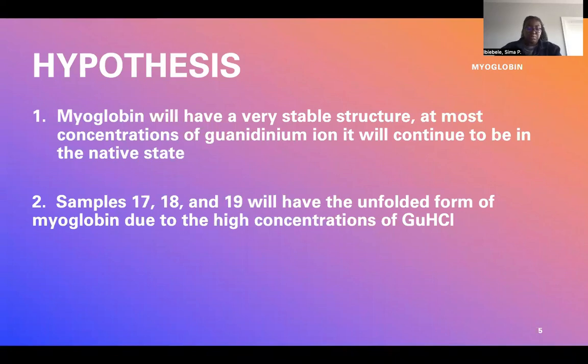Before doing the experiment, I came up with two hypotheses. Hypothesis number one is that since myoglobin has a very stable structure at most concentrations of guanidine hydrochloride, it will continue to be in the native state. Hypothesis number two is that samples 17, 18, and 19 will have the unfolded form of myoglobin due to the high concentrations of guanidine hydrochloride.